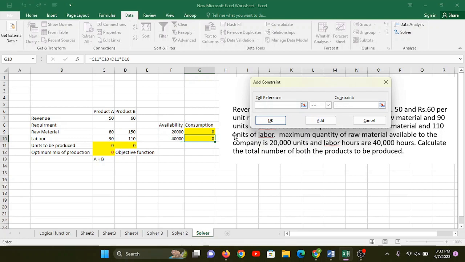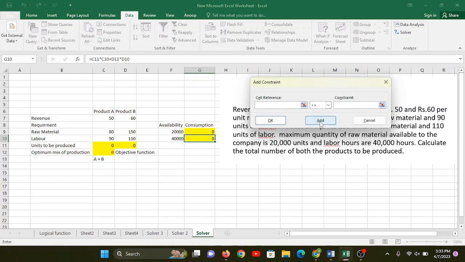Then again, I'm adding it. These two values, which are the units of production that we are going to do, cannot be less than 0. They have to be greater than or equal to 0. Why I'm telling you this is because production cannot go negative. Once you are done with it, add.